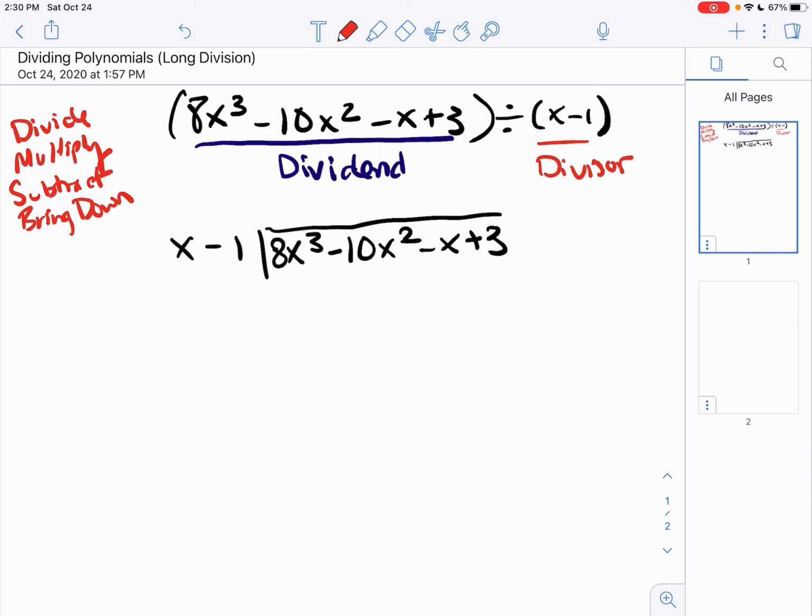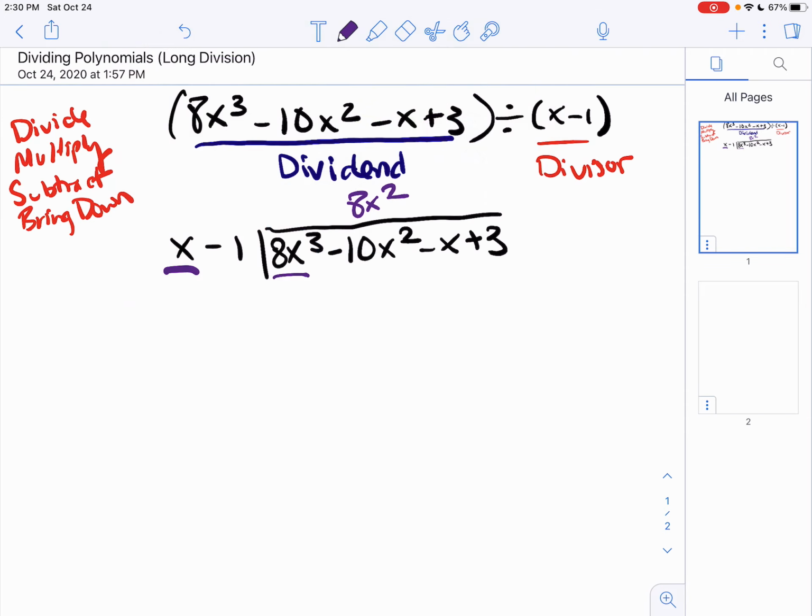All right, so let's start it off. How many times does x go into 8x to the third? In other words, x times what gives me 8x to the third? Well, that number is 8x squared. So I'm going to write 8x squared. By the way, also the result that you get when you divide something is called the quotient.